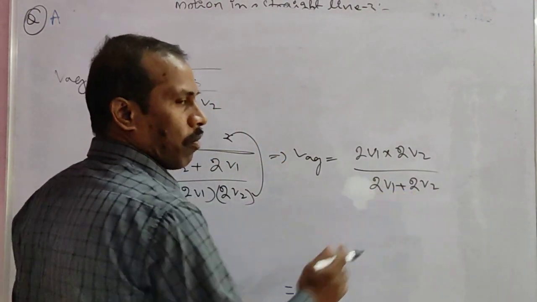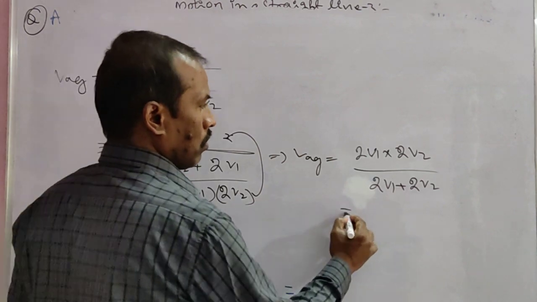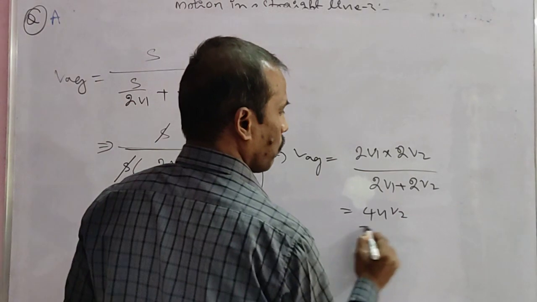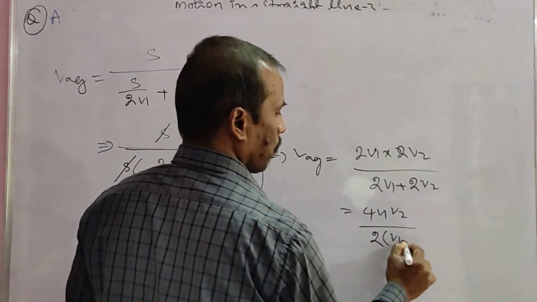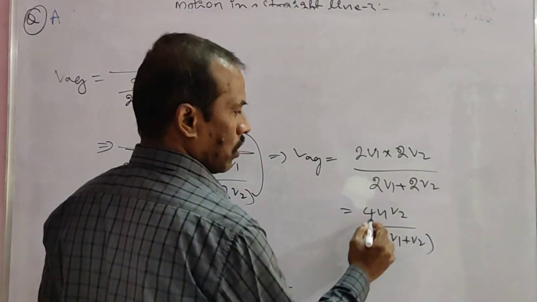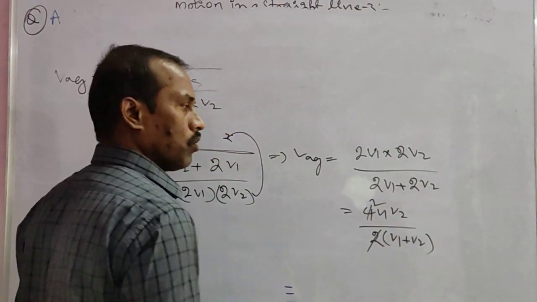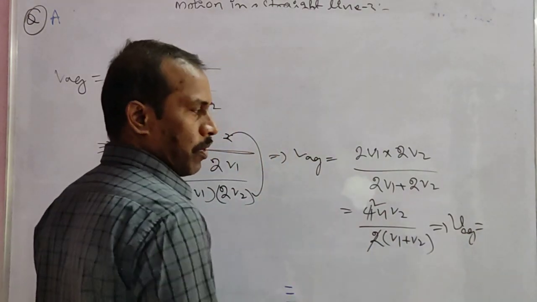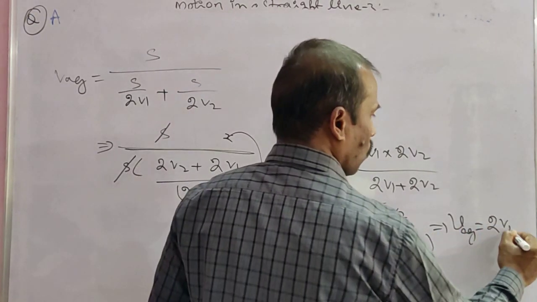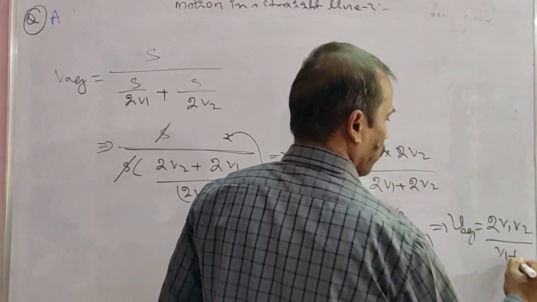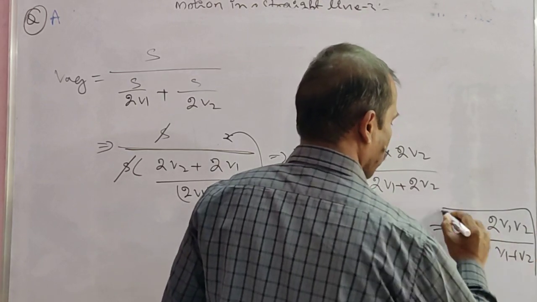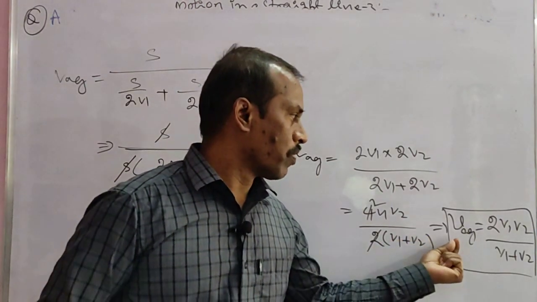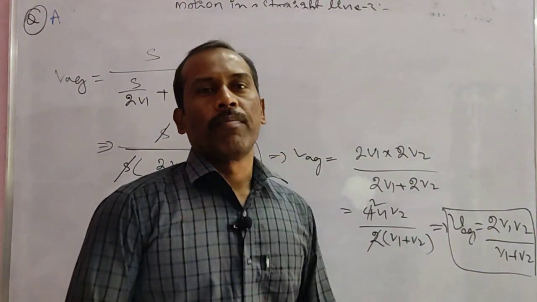Now 2 is a common term, so 2 times 2 is 4, 4v1 v2 by 2 common, v1 plus v2. The 2s cancel, so average speed is equal to 2v1 v2 by v1 plus v2. This is the average speed of the particle. So we showed that average speed is equal to 2v1 v2 by v1 plus v2.